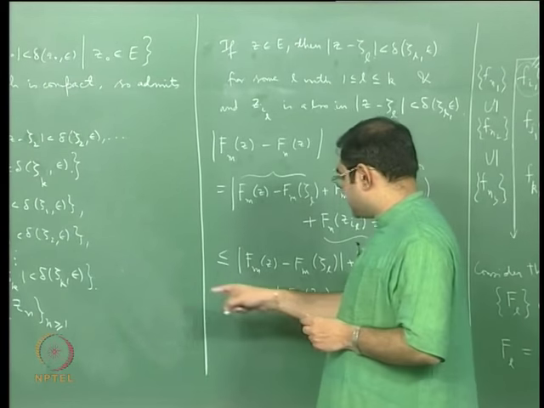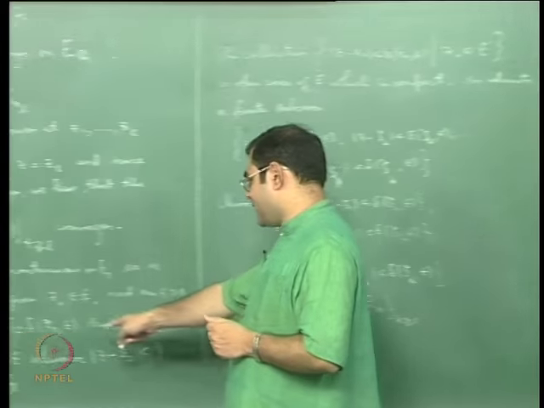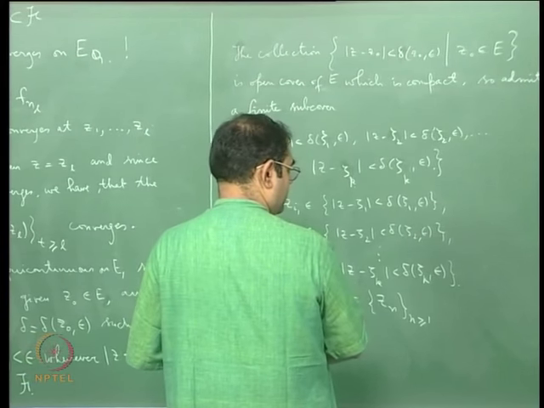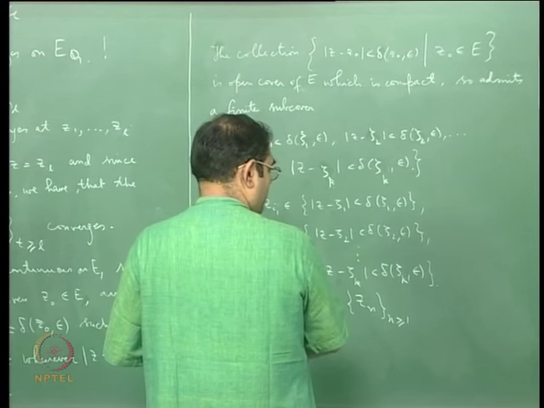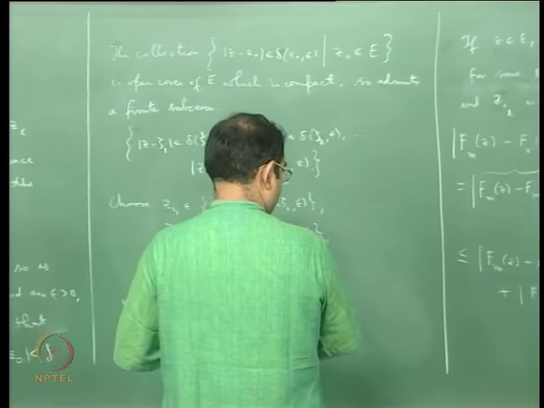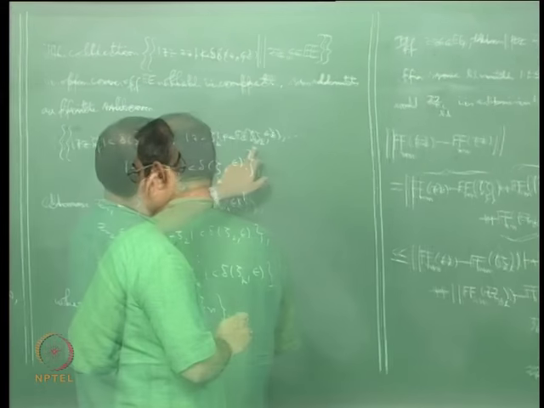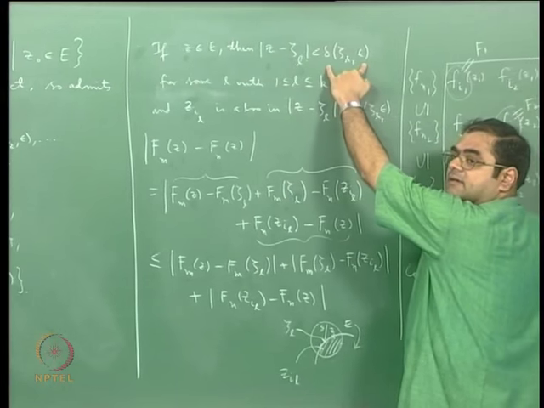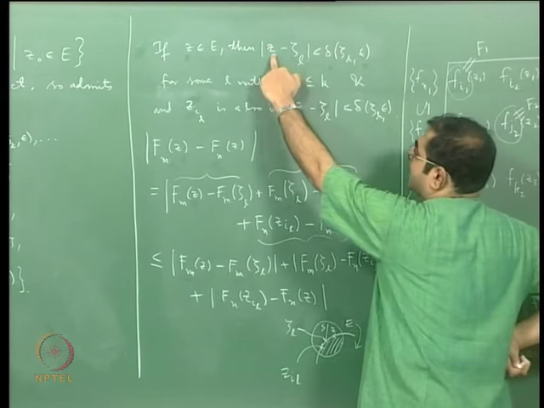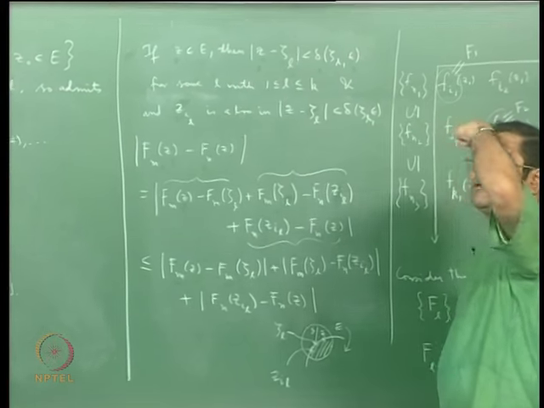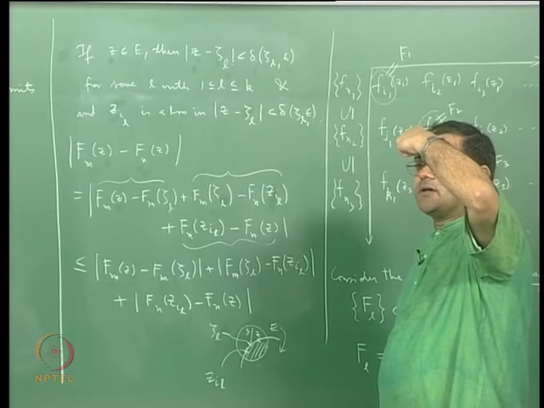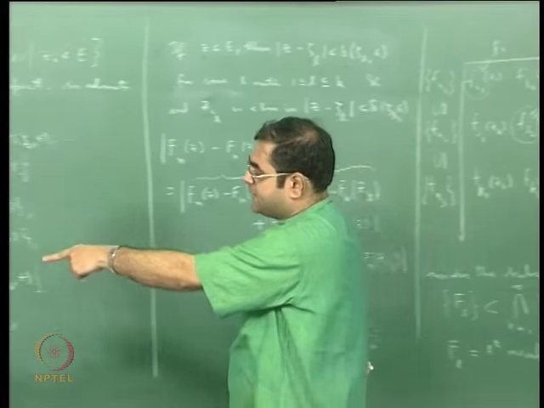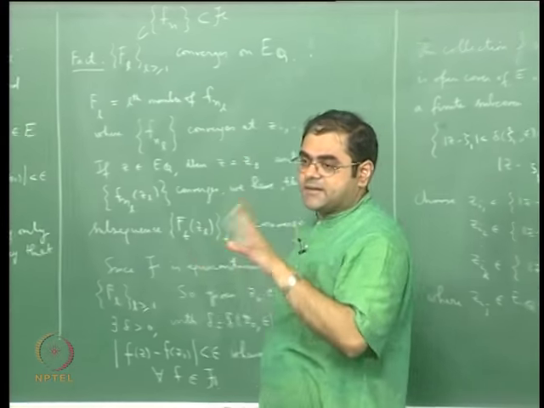It's very simple, because I'll use equicontinuity in the neighborhood of zeta l, this delta of zeta l comma epsilon, such that f(z) minus f(zeta l) in modulus can be made less than epsilon. But I can choose that epsilon to be less, I can make that epsilon, epsilon by 3.